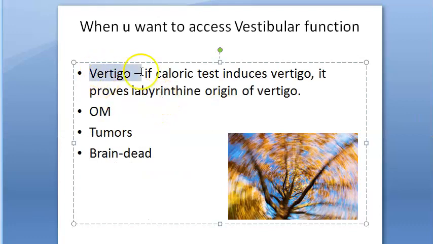Guys, in Meniere's disease, they will use this test. Why? Because in Meniere's disease, one of the symptoms is vertigo. Meniere's disease, basically it is nothing but the endolymphatic hydrops, right? So they will know if the vertigo is due to the labyrinth. So you know what labyrinth is, bony labyrinth, everything, hopefully you know.